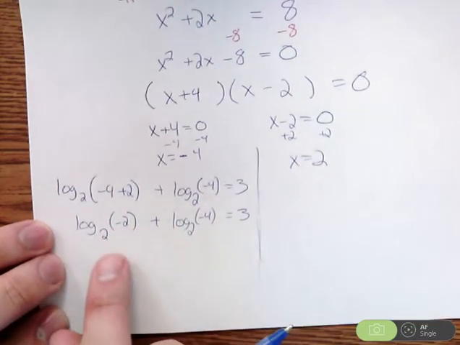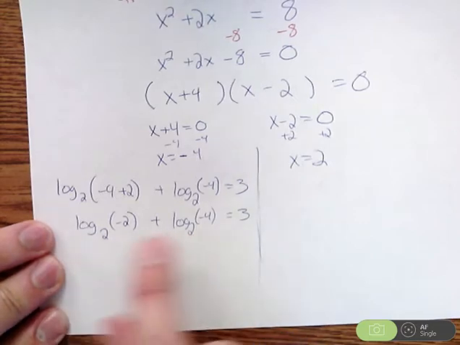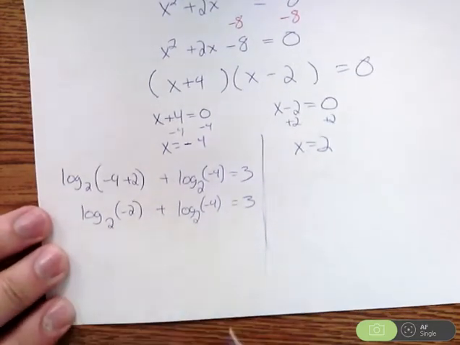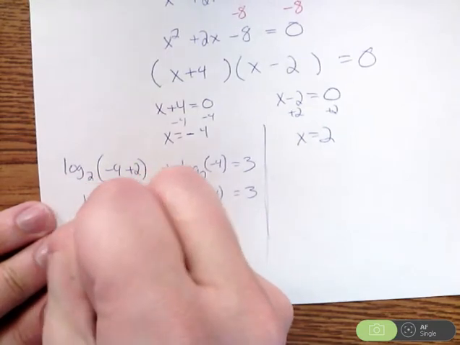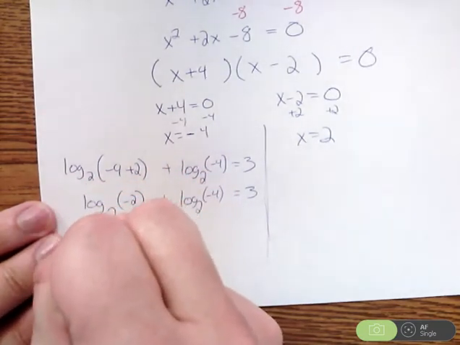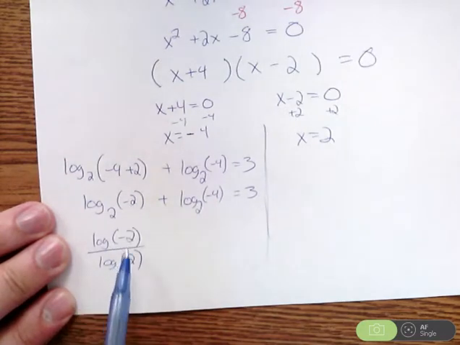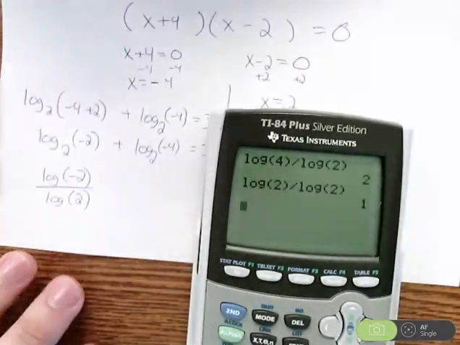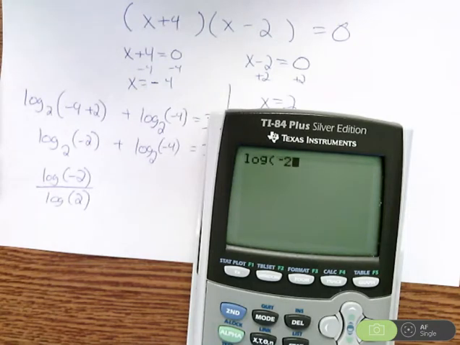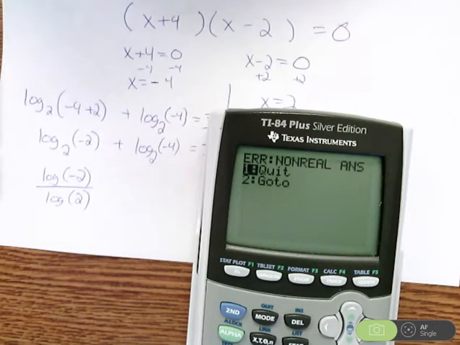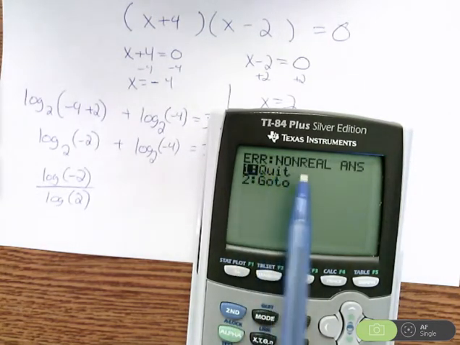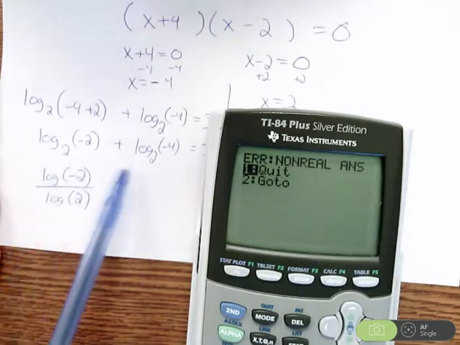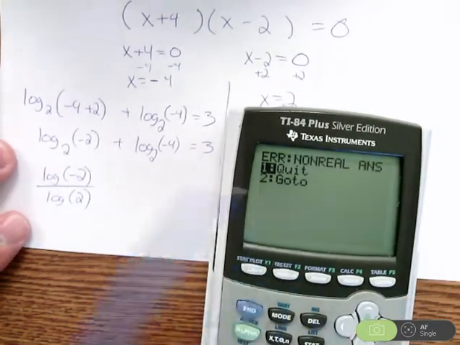Now I've simplified it as far as I could go. What I would do here is figure out these equivalent numbers in a calculator. So you could do that by using the change of base formula: log of negative 2 divided by log of 2, the negative 2 on top, the positive 2 on bottom. So if I go to my calculator and type that in, you're going to get this error. It says error non-real answer. So the calculator is saying we're having an error.